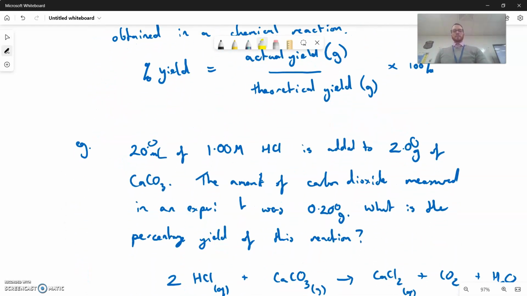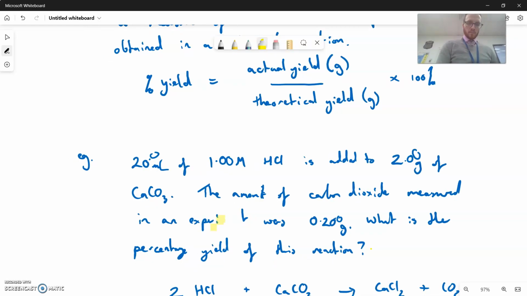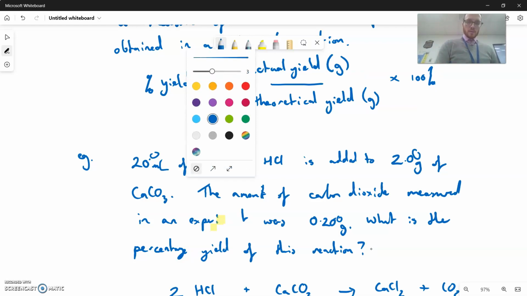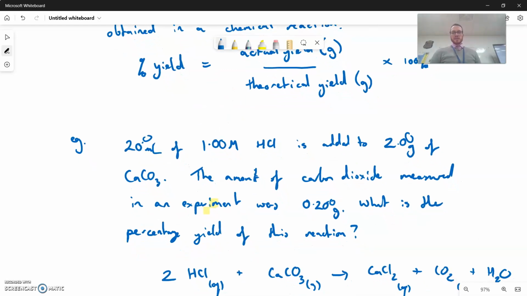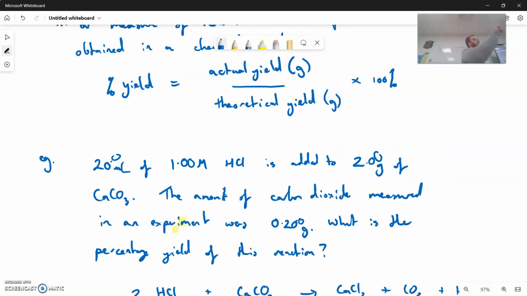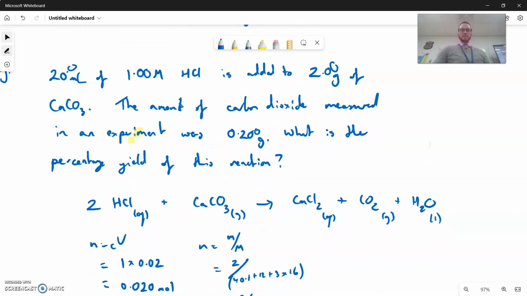So here's an example. 20 mL of 1 molar HCl added to 2 grams of calcium carbonate. The amount of carbon dioxide measured in the experiment was 0.2 grams. What is the percentage yield of this reaction? Right, so the first thing we need to do is determine what the theoretical yield of that reaction would be. And what we want to do, so we set up a balanced chemical equation.